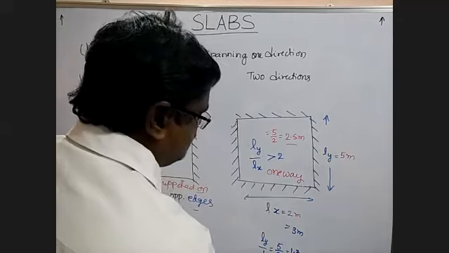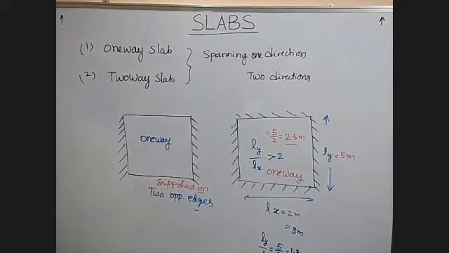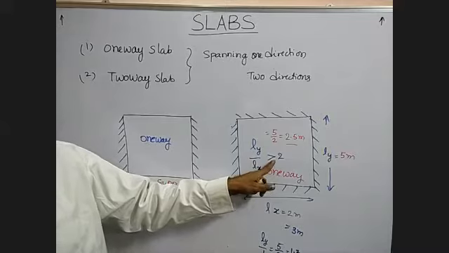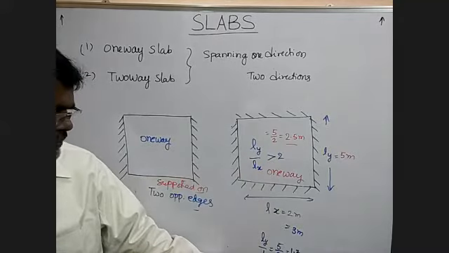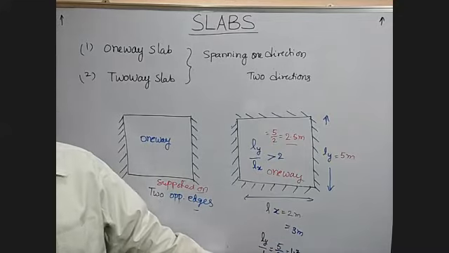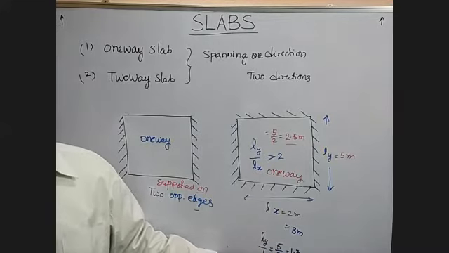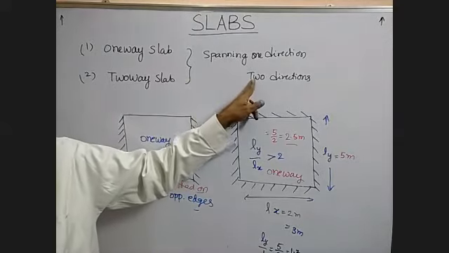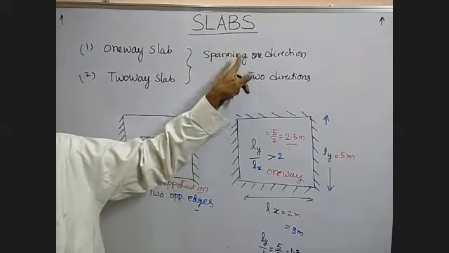Both are slabs only. So the slab is spanning in one direction. Here in the first case, the slab is spanning in one direction. But whereas in case 2, if Lx is equal to 3 meters, the slab is spanning in both directions. What does it mean? Slab spanning in one direction, slab spanning in two directions. What is the difference between these two?